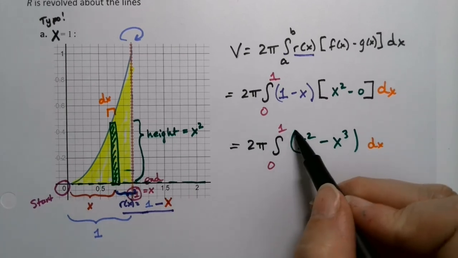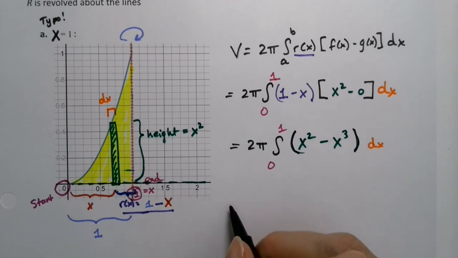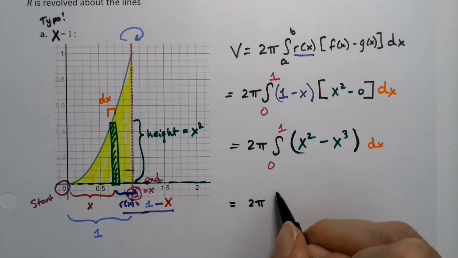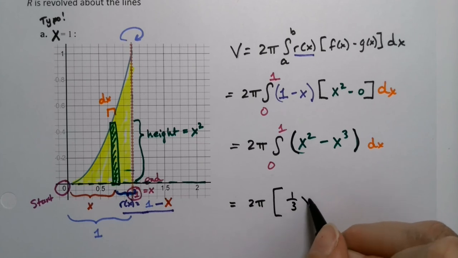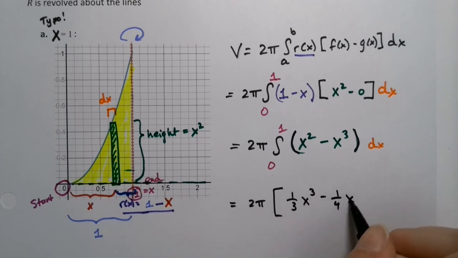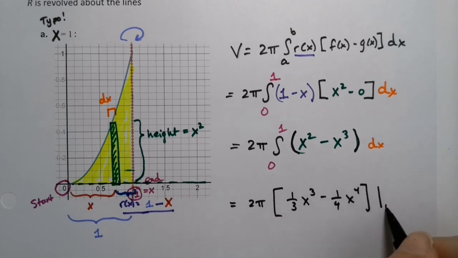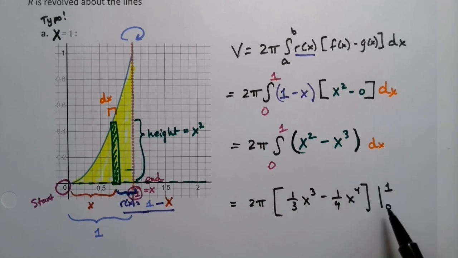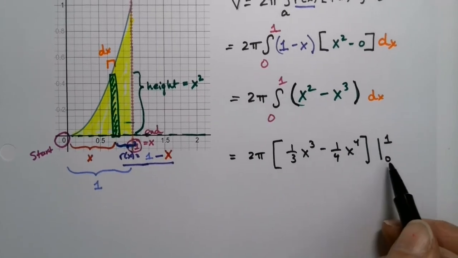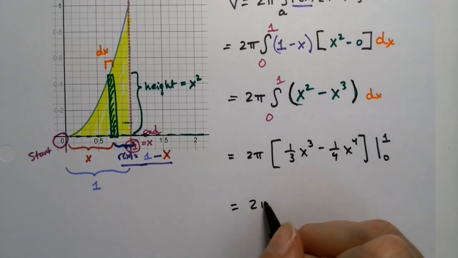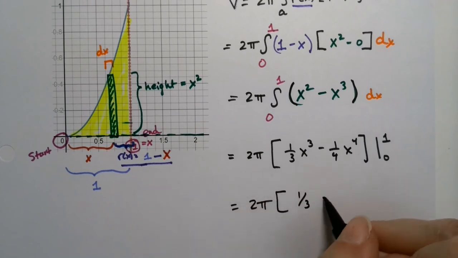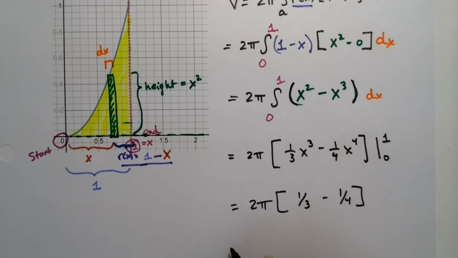Right? Okay, well, that's a very easy integral to do. That's 2 pi, that's 1/3 x cubed minus 1/4 x to the 4th. We'll take it from 0 to 1. And as with most polynomials, the 0 is irrelevant, so it's just 2 pi times 1/3 minus 1/4, which is 2 pi over 12, which is pi over 6. And I believe this was centimeters? Yeah, it was centimeters cubed.